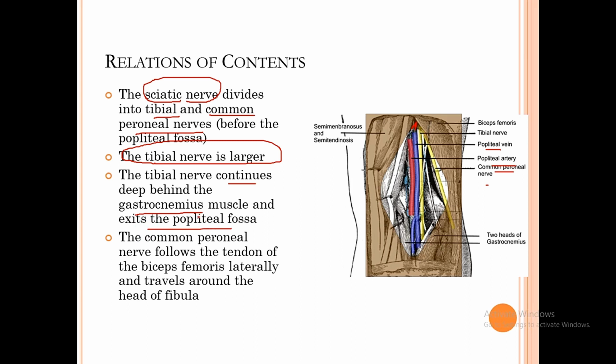But this common peroneal nerve follows the tendon of biceps femoris on the lateral side and then winds round the head of the fibula. If you remember, when we were taking the osteology class and talking about the tibia and fibula, I told you that this common peroneal nerve has an important relationship with the head of the fibula, and it is one of the nerves that is commonly damaged or injured if there is an injury on the lateral side of the leg, just close to the knee joint.